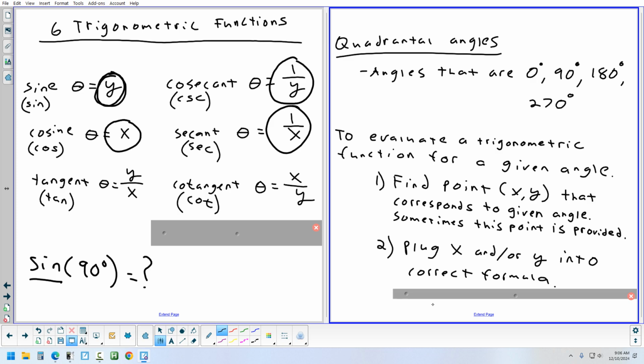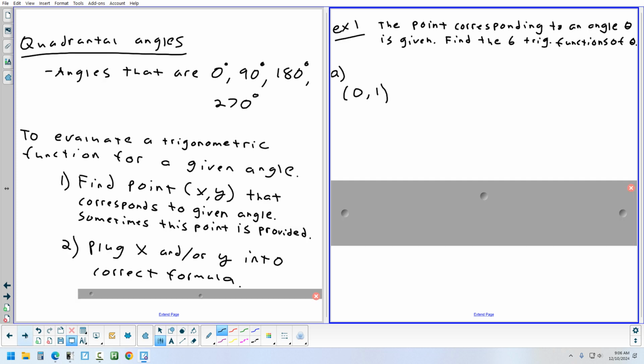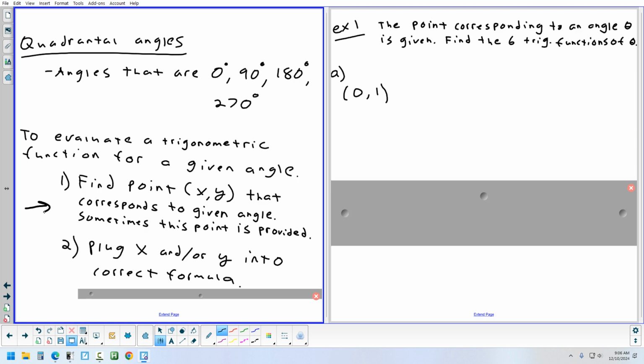Okay, so any questions on the 2 steps? Find the coordinate, plug it into the formula. All right, so let's try an example. Sometimes step 1 is already done for you. If they give you a coordinate, great. They've already done half the problem.